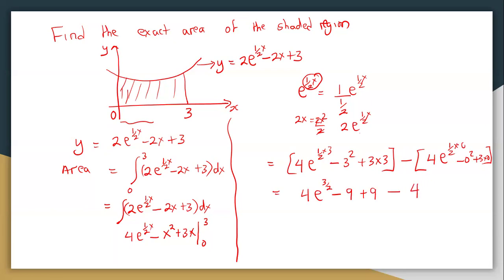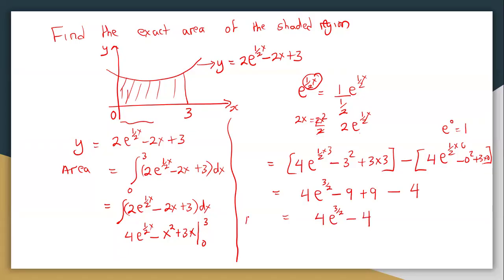e to the power half times 0 is the same as e^0, which is the same as 1. So we shall say minus 4, then the rest will be 0. Negative 9 plus 9 gives 0. So we shall have 4e^(3/2) minus 4.